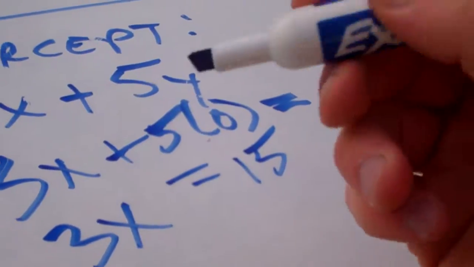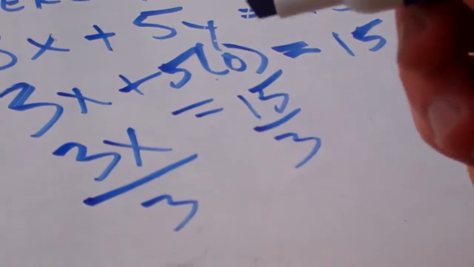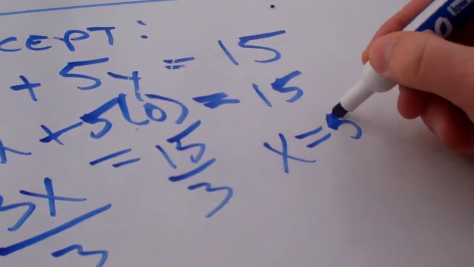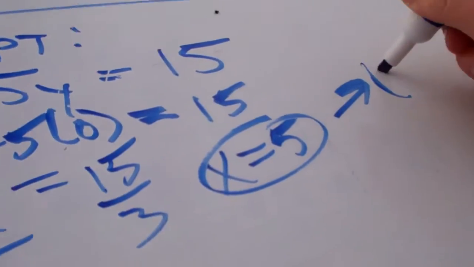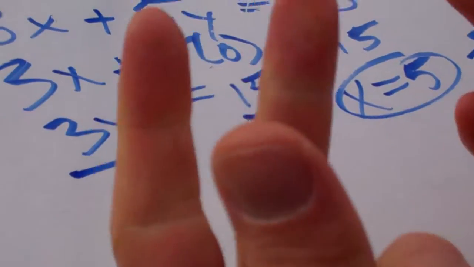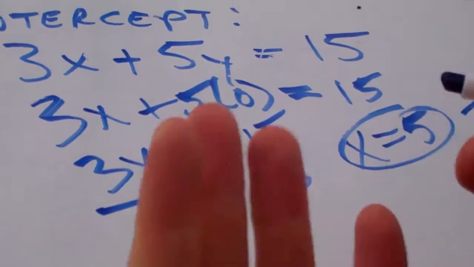And our last step is to undo the multiplication, so we divide by 3. Divide by 3 on both sides, and the x-intercept is going to be x equals 5. So our point of the x-intercept is (5, 0). That is our x-intercept. But then you ask yourself, wait a minute, I like working with slope-intercept form better. I think it's easier, and that way I can find the slope as well.